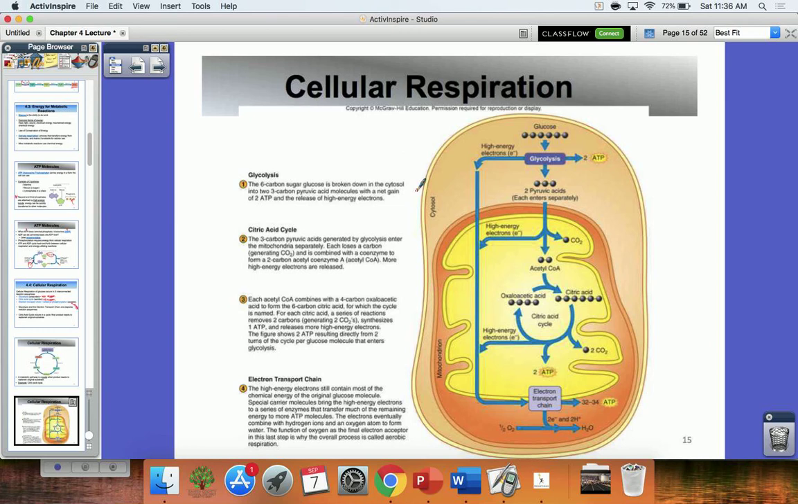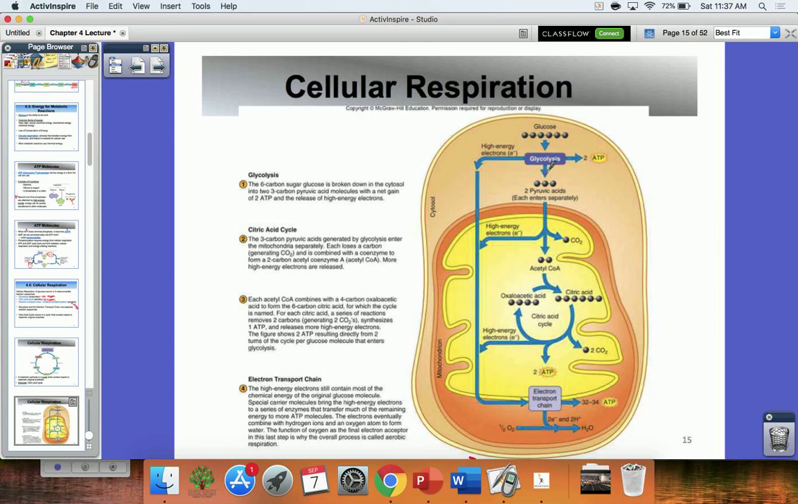So this diagram shows us the 3 parts of cellular respiration. We have glycolysis, that's here. The citric acid cycle, that cycle that we were just talking about. And then the electron transport chain. And this whole picture is showing a cell. But this inside part here, this more orange part, that's going to be the mitochondria. And this part is just the cytoplasm of the cell, or the cytosol of the cell.